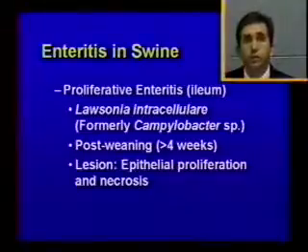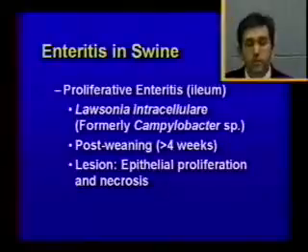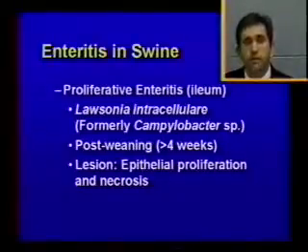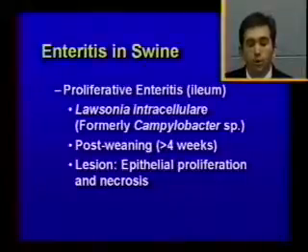And then there is an agent that causes proliferation of the intestine, a disease known as proliferative enteritis. It's seen mostly in the ileum. And the agent that causes this is known as Lawsonia intracellularis. Again, this is an agent that has changed names in the past 5 to 6 years. It used to be known as Campylobacter. Now it's been classified as Lawsonia intracellularis. It affects older pigs, those that are post-weaning, greater than 4 weeks of age, and it causes a marked folding of the intestine, or proliferation.